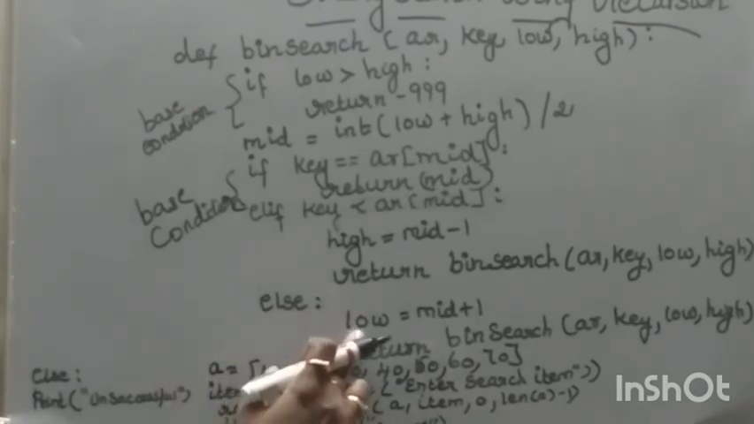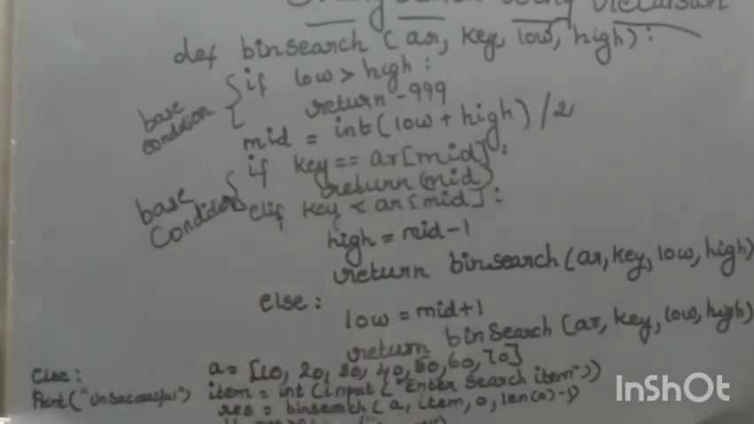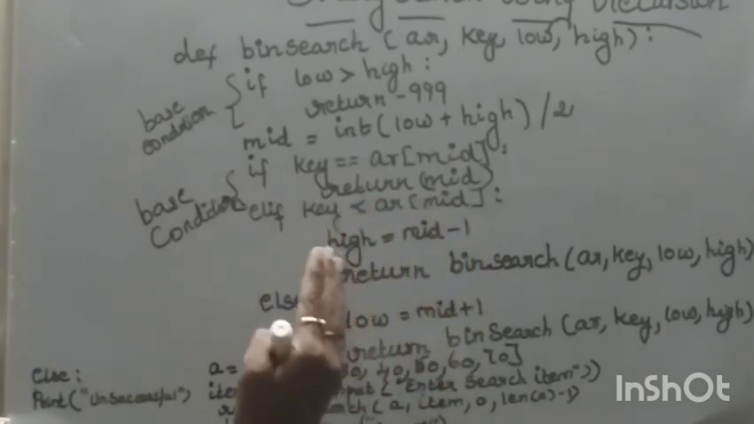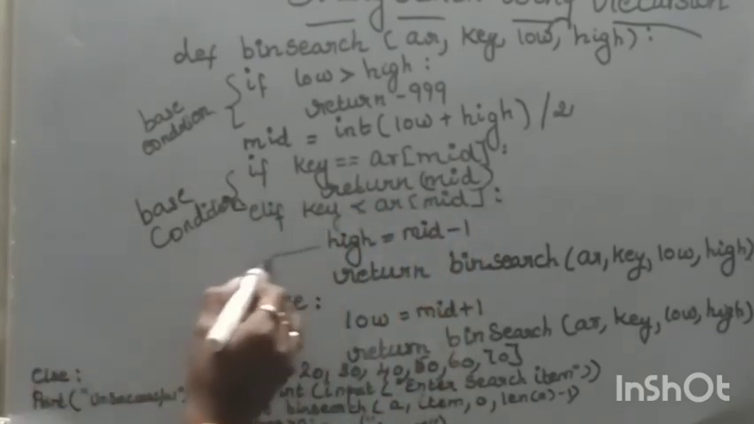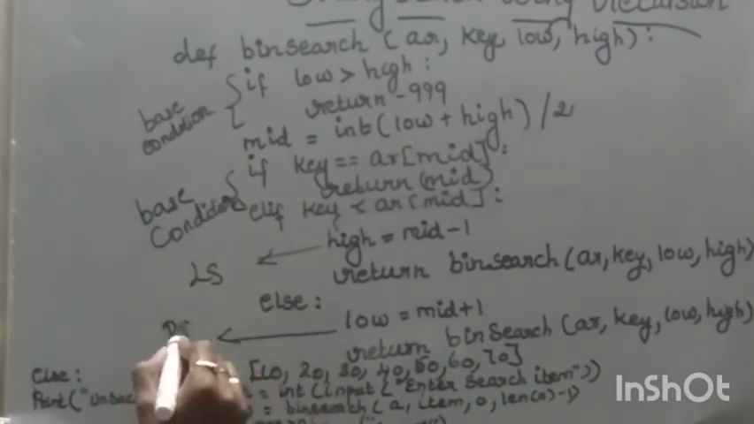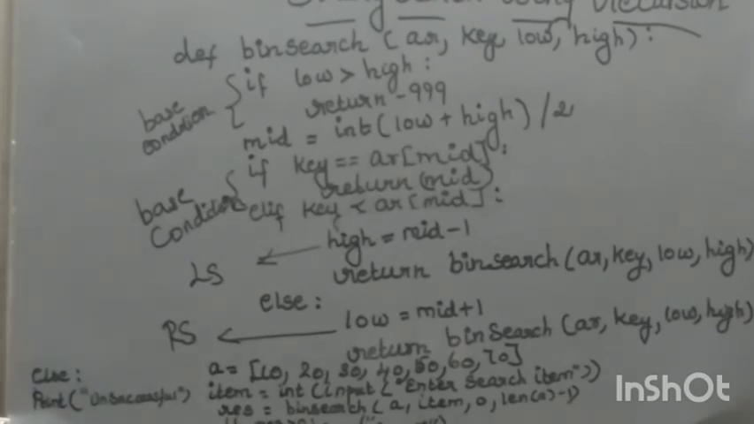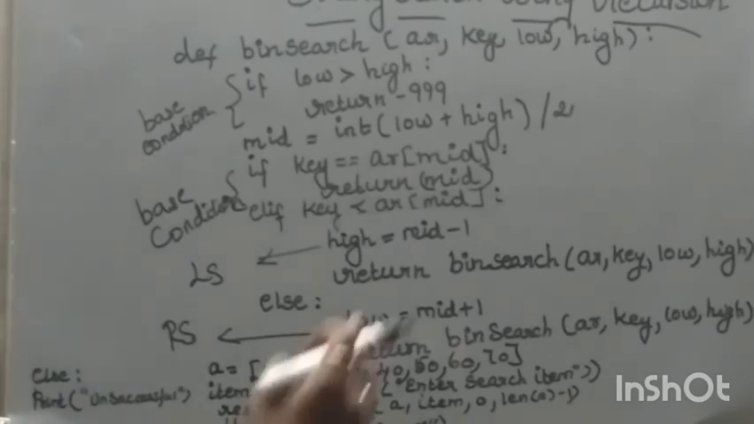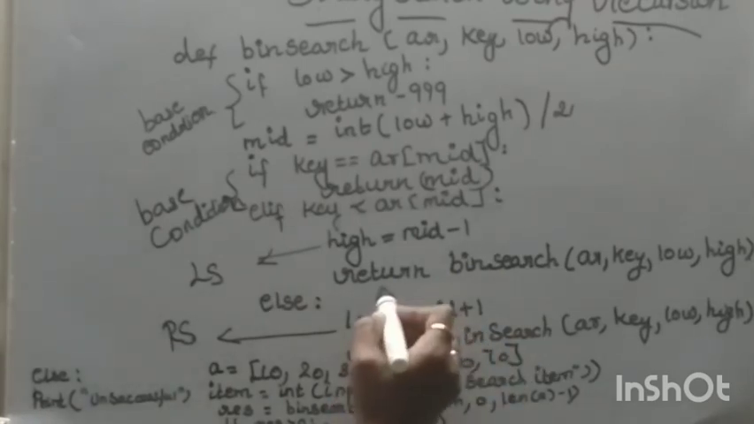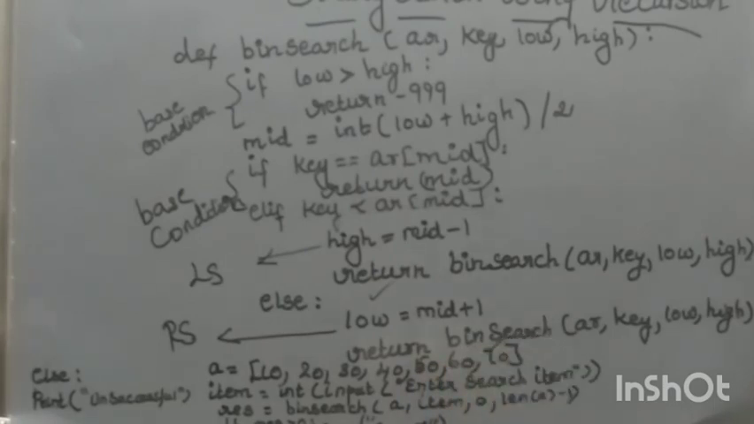Then again, you have to change the label low equal to mid plus 1. That is, you are going to search for the element in the right side. Here, in high equal to mid minus 1, you are going to search for the element in the left side. But you didn't find the exact search value. So, again and again, you have to perform the operation. In both cases, you are calling binary search again to find an element.